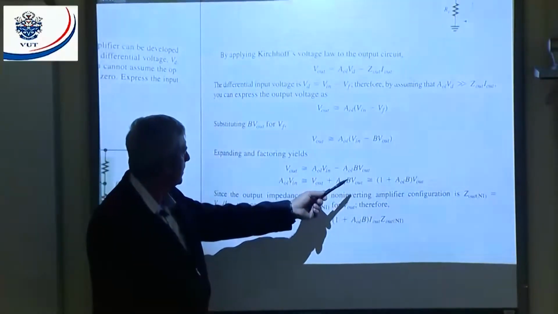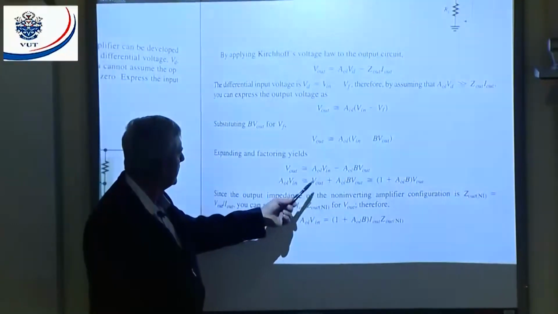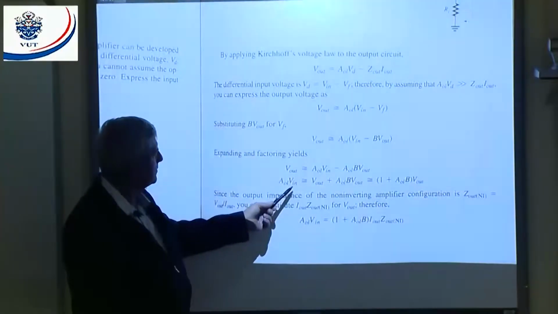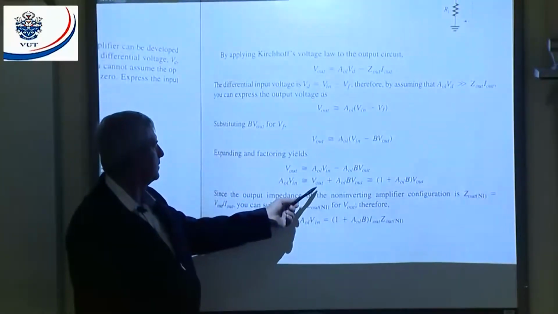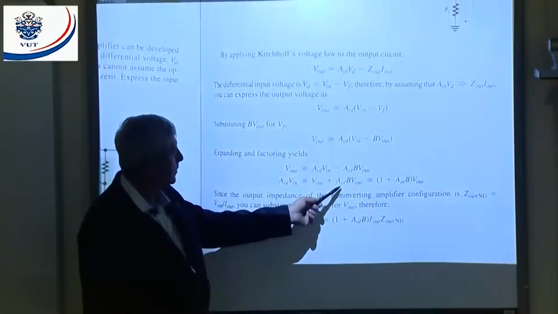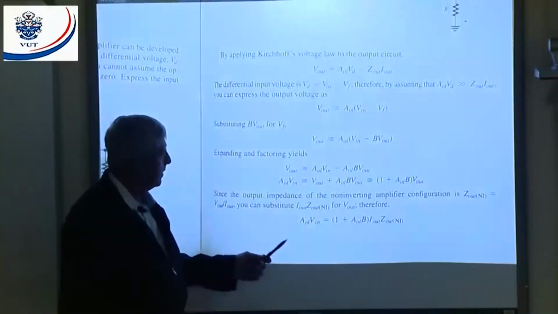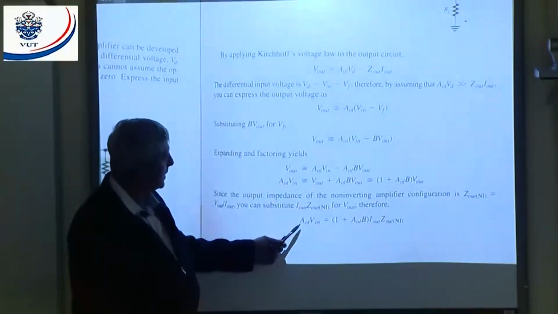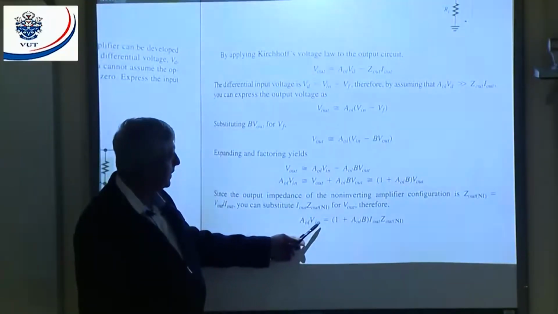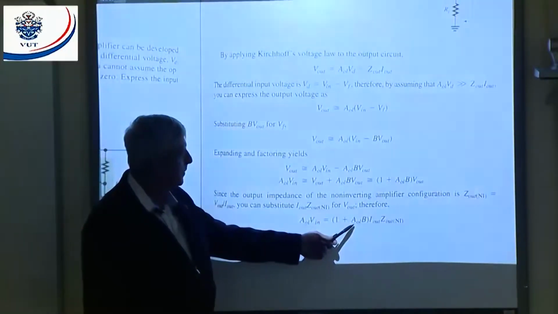All right. Now, the output impedance of the non-inverting amplifier configuration, Z out of a non-inverting amplifier, is equal to V out divided by I out. That means the output voltage divided by the output current will give me the overall output impedance. And therefore we can say the open loop gain times V in is equal to 1 plus the open loop gain times my attenuation, times I out times Z out of a non-inverting amplifier.